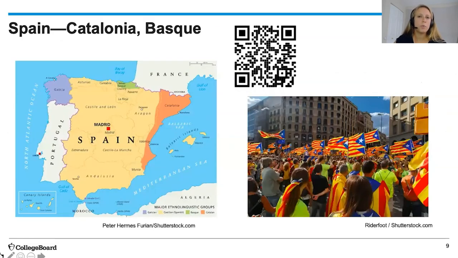Another key example would be in Spain. The Catalans and Basque people are two examples that are going to come up a lot because they both have a unique history, unique ethnicity and language, and have been fighting for their independence or at least a little bit more autonomy for a long time. So it's a good example of self-determination. This QR code sends you to a video that tells you a lot more about the situation in Catalonia.